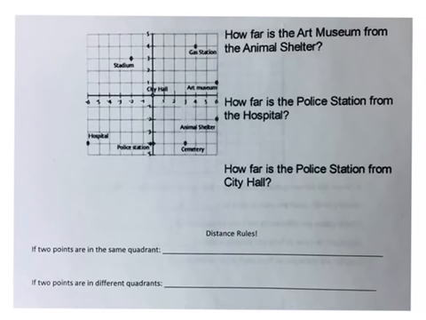So let's see how far apart those two things are. 1, 2, 3 spaces apart. So 3 units from the art museum to the animal shelter. Okay, now let's look at the second question. How far is the police station from the hospital? So the police station is right here and the hospital here. And let's see how far apart those two are. 1, 2, 3, 4, 5, 6 spaces. So 6 units apart.